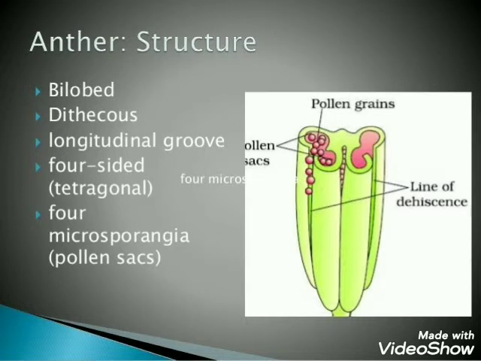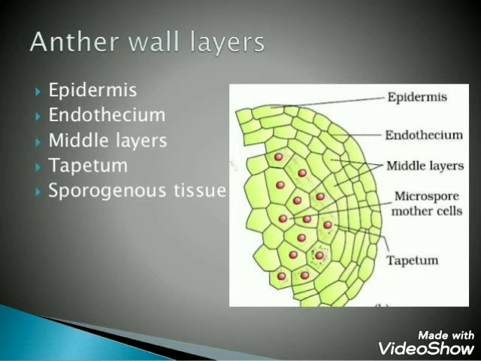Microsporangia develop further and get transformed into pollen sacs. A typical microsporangium appears circular and is surrounded by 4 walls. Number 1, epidermis. It is the outermost single layer of cells which is protective in nature. Next is endothecium. It is the second layer with thick cells, helps in dehiscence and is protective in nature.